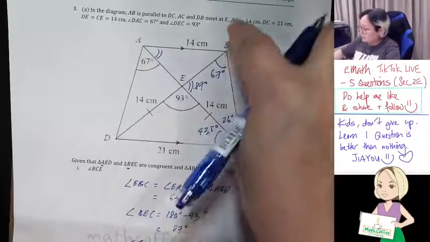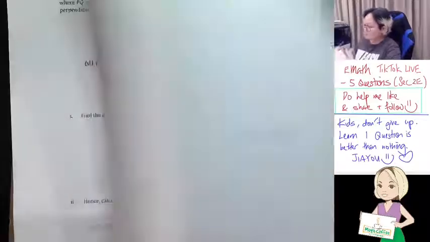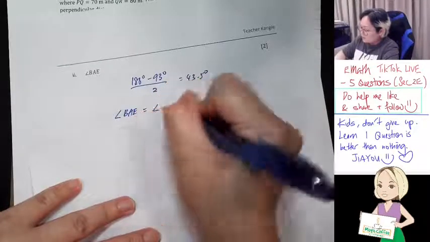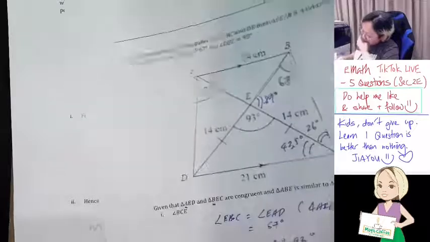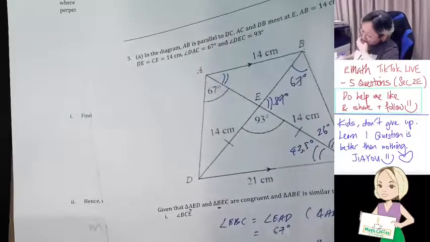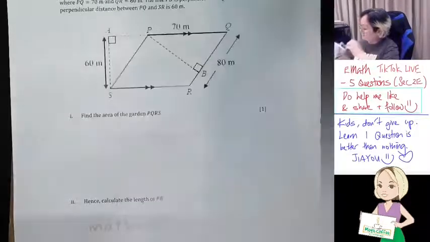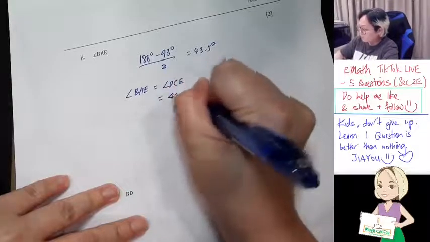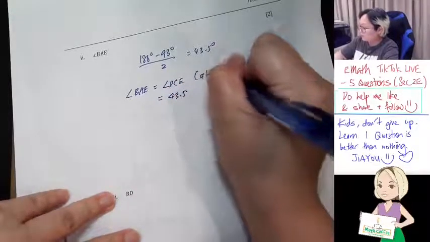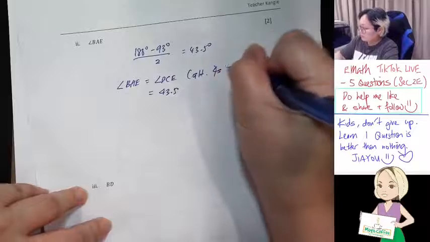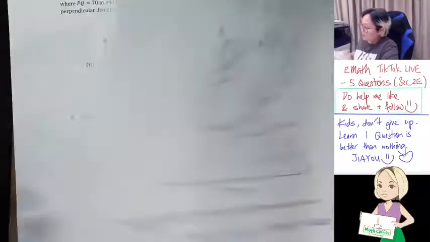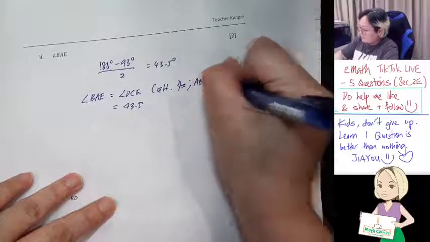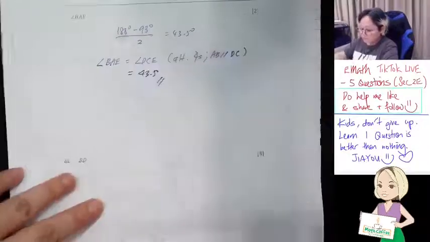So I will say angle BAE is equal to angle DCE, which is equal to 43.5 degrees. This is alternate angle. Put the parallel line: AB parallel with DC, and we are done.